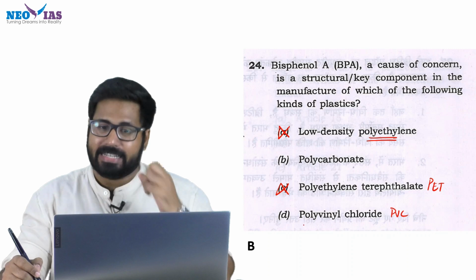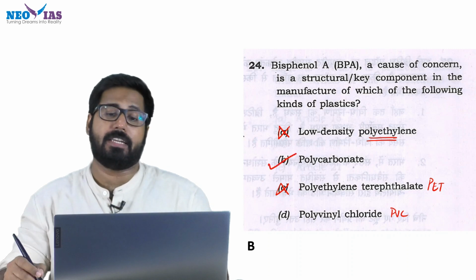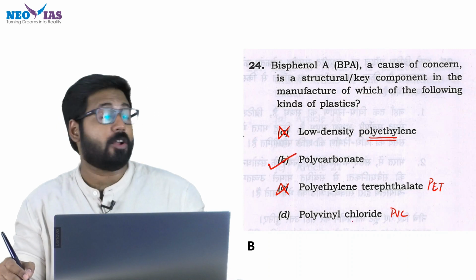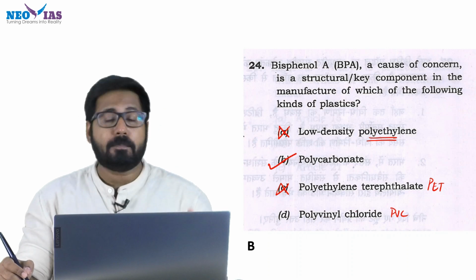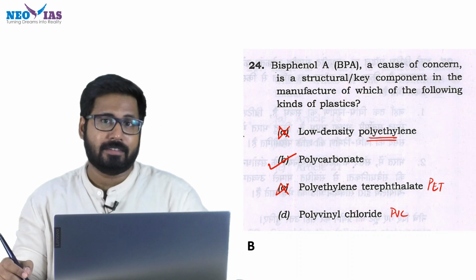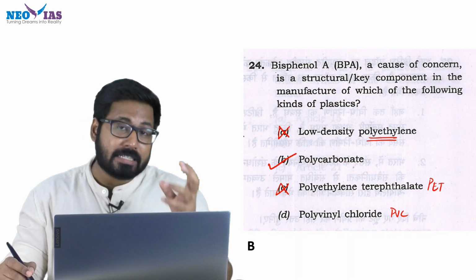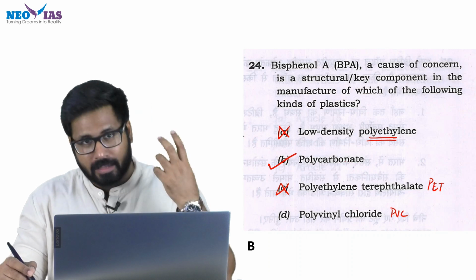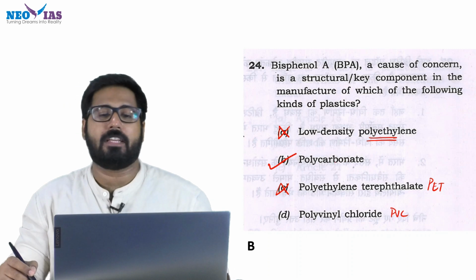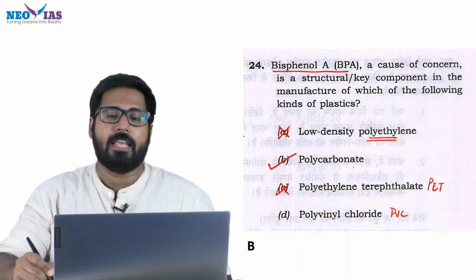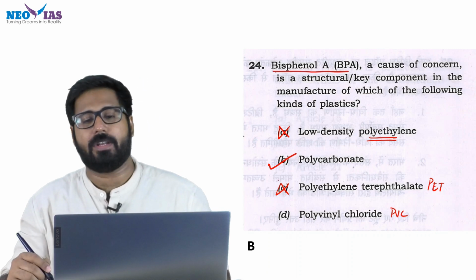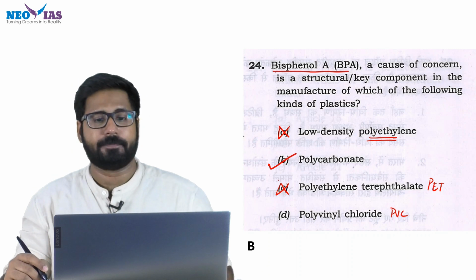In this case, the right answer is actually polycarbonate. Even though polyvinyl chloride also has some bisphenol A in it, for polycarbonate, one of the major components used for the manufacturing of polycarbonate is bisphenol A. So the right answer for this one is option B, polycarbonate.